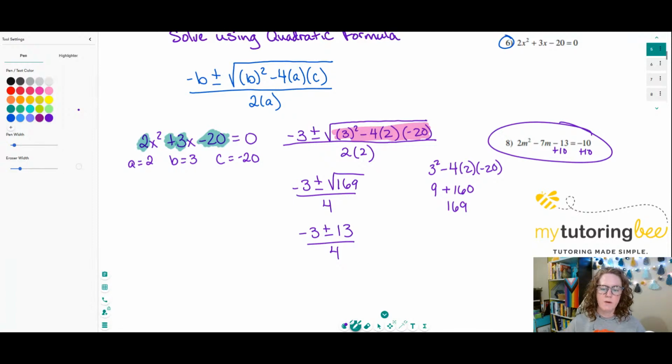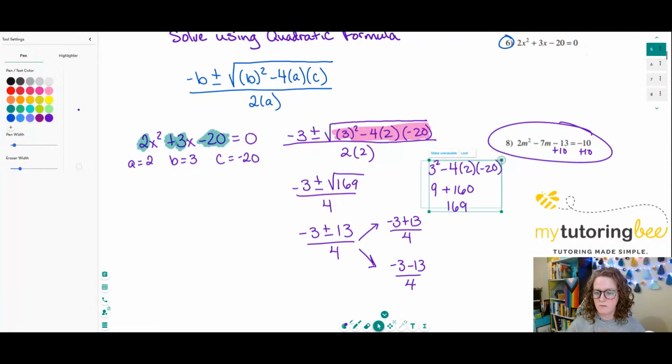However, when you come up with a whole number here, when your square root is a perfect square, you can actually solve this further. This plus or minus means that this is 2 separate problems. We are going to add negative 3 plus 13, and then we are also going to subtract negative 3 minus 13. And that's what's going to give us our 2 separate answers. So I like to write it like this and do 2 separate problems. So negative 3 plus 13 over 4, and then negative 3 minus 13 over 4.